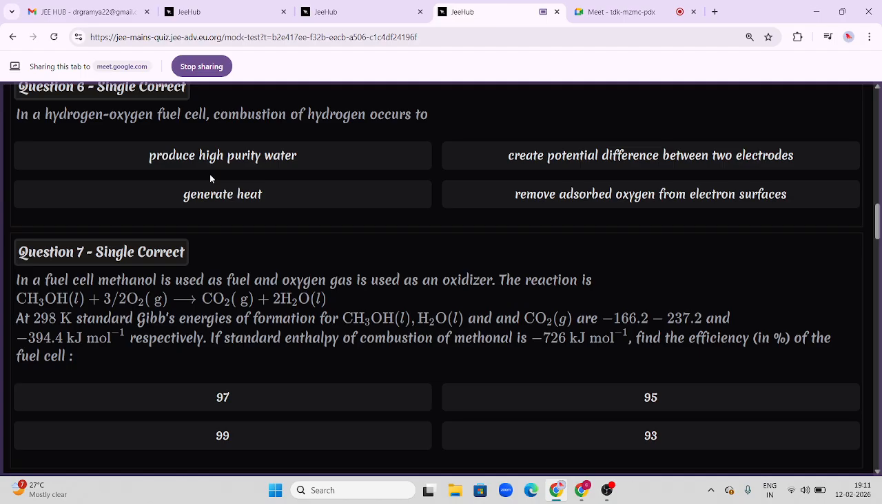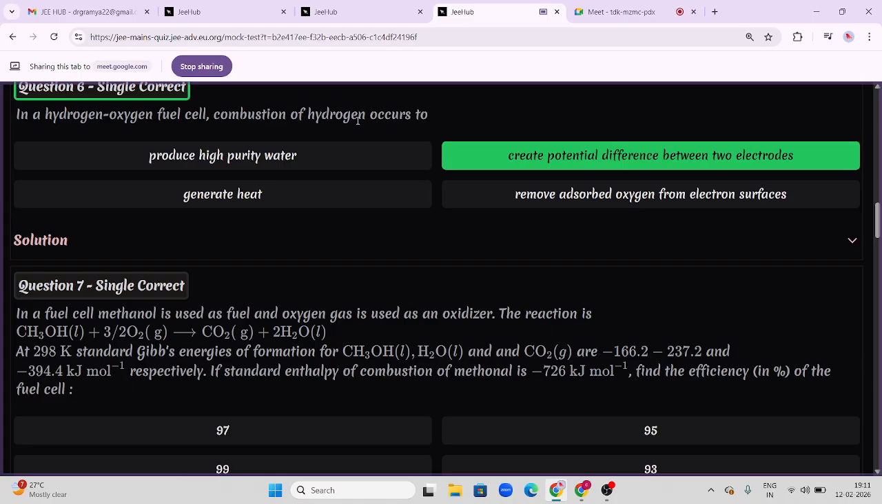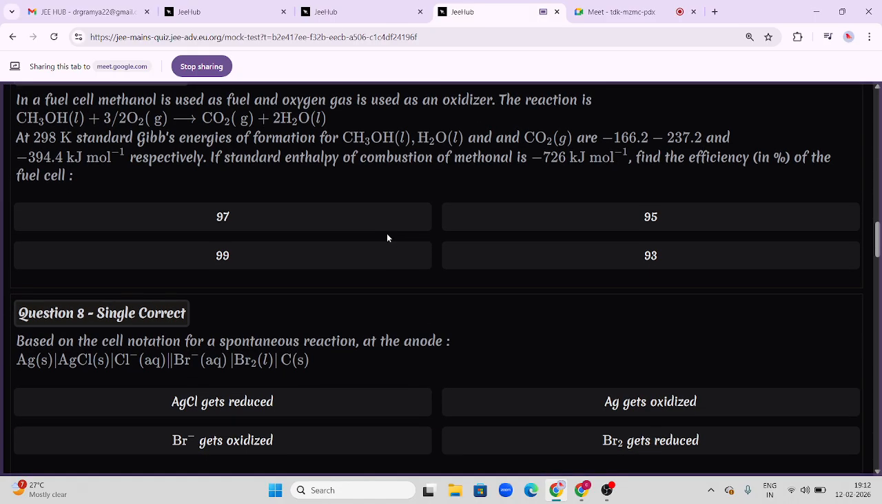Vaishnavi, next question. Second option. Second option. That's the right one here. So the combustion of hydrogen is happening to create a potential difference between the two electrodes. But of course, when it is happening, it will produce high purity water, it will generate heat, everything will happen. But this combustion is happening to create the potential difference between the two electrodes. Okay, next.